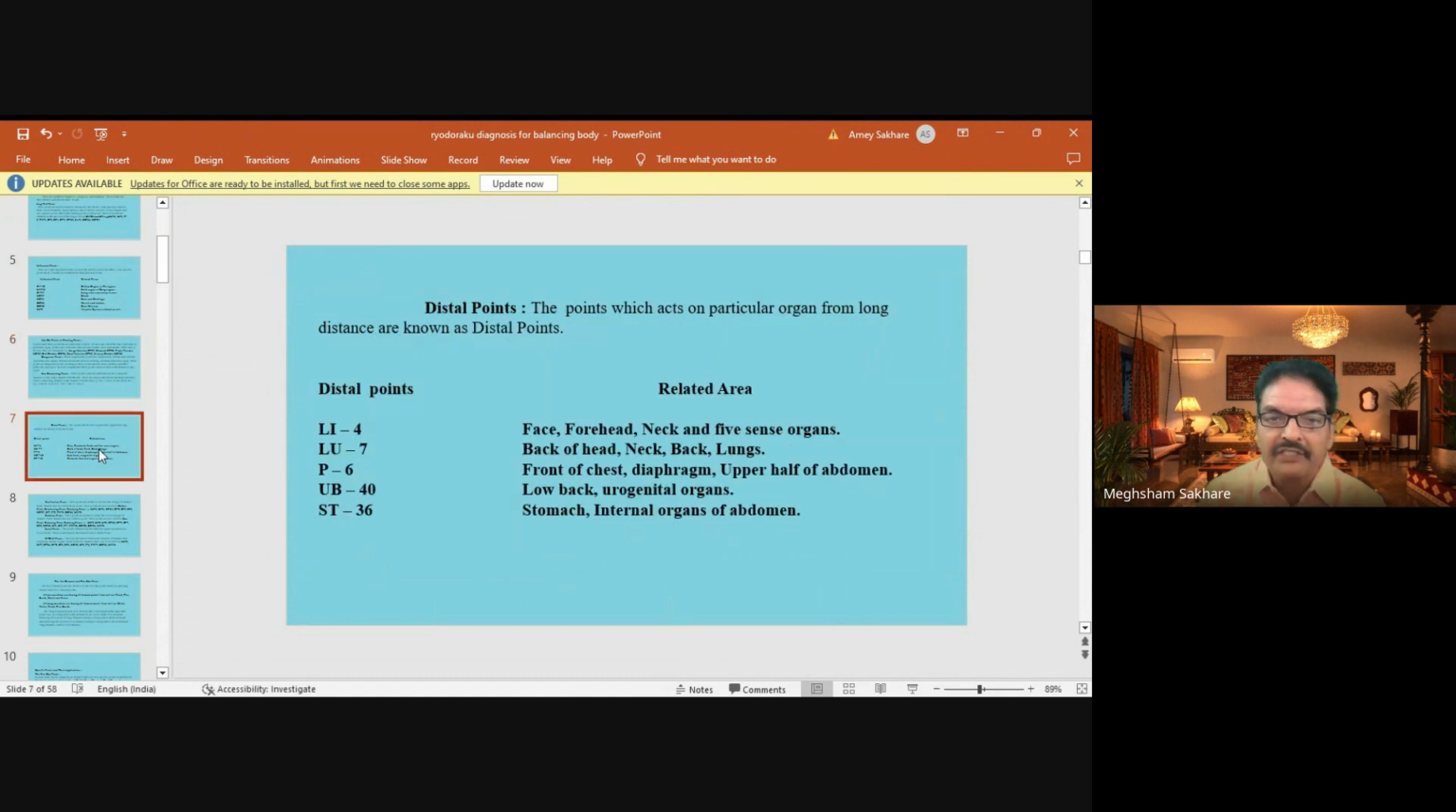Then there are distal points. These points act on the particular organ from a long distance. These are known as distal points. LI4 is the distal point for the neck and head area, face, forehead, neck, and five sense organs. It is a compulsory point for all diseases. Lung 7 is the distal point for the back of the head, then neck, upper back, and lungs.